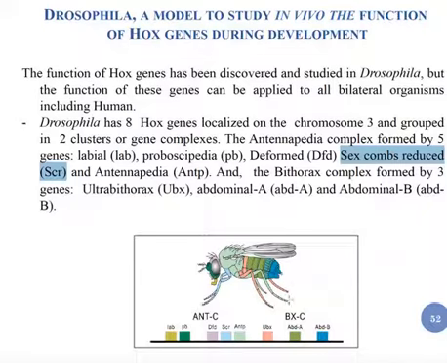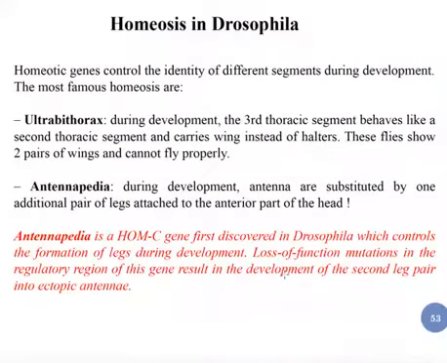Here I just have to mention one thing regarding UBX. It's expressed in the third thoracic segment, not the abdominal, the third thoracic segment, and in the third pair of legs. So you see we have in Drosophila these complexes. We have 8 HOX genes localized on chromosome 3, and they are grouped in 2 clusters of genes, arranged according to their localization on the chromosome along the anterior-posterior body axis.